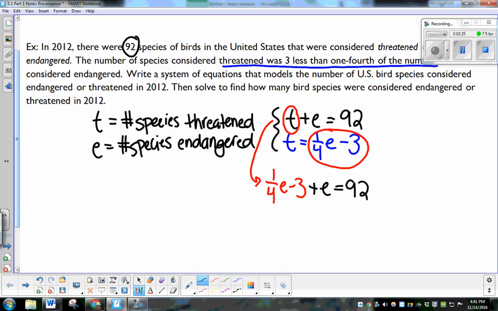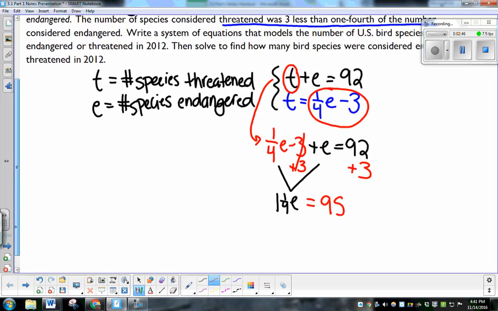We just need to, let's see, I'll combine my like terms first. So 1/4 E plus 1 E is 1 1/4 E. And you know what I'm going to do? I'm going to go ahead and add 3 to each side as well. I'm just going to do that in one step. So that equals 95. Now I need to get E by itself. To do that, we don't really want a mixed number here, so let's turn that into an improper fraction. So 1 1/4 is 5/4. So I really have 5/4 E equals 95.